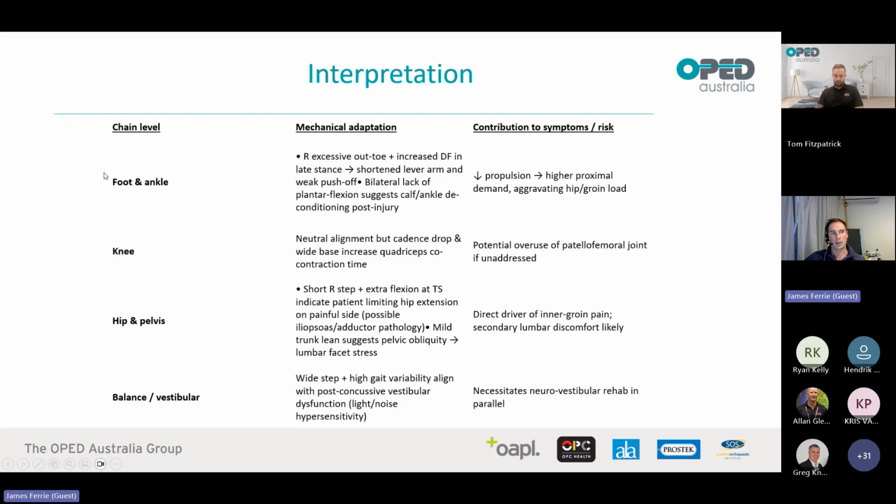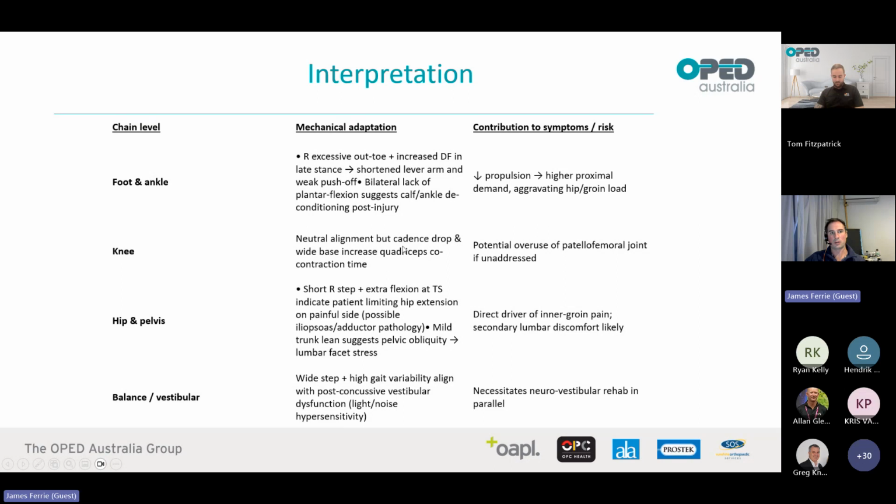So if we look at some of the kinetic chain type issues, we're seeing excessive out-toeing, increased dorsiflexion in that late stance. He's got a shorter lever arm to push off on, so he's got a weaker propulsion phase of gait. Bilaterally, there's a lack of that plantar flexion strength, so we're seeing decreases through there. So he's got decreased propulsion. He's got higher proximal demand. That's likely aggravating some of his hip and groin type pain.